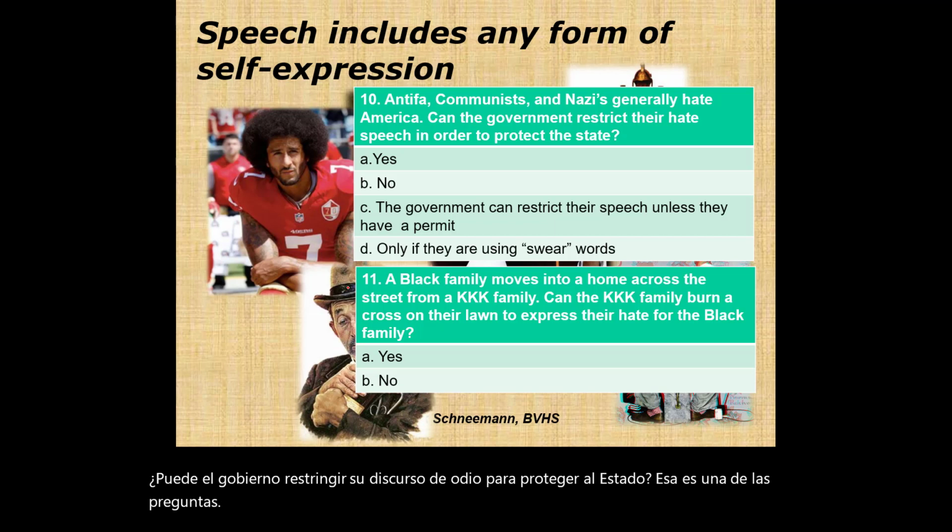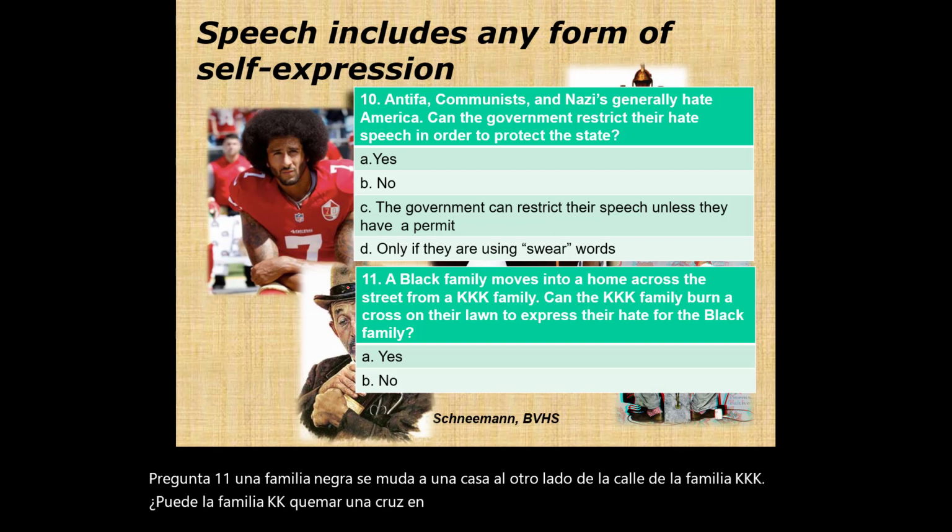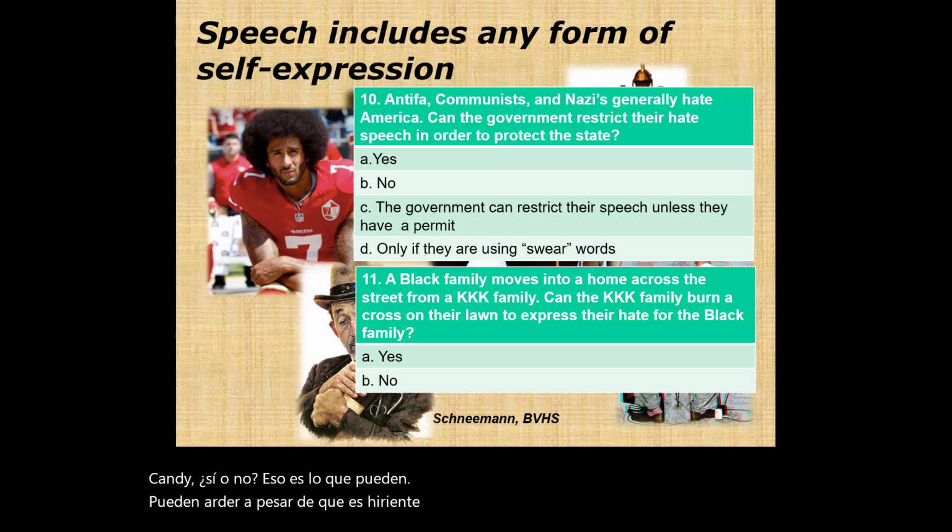Question 11, a black family moves into a house across the street from a KKK family. Can the KKK family burn a cross on their lawn to express their hatred for the black family? Can they? Yes or no? Well, they can. They can burn a cross, even though it's hurtful to the people across the street from them, because they have a right to self-expression.